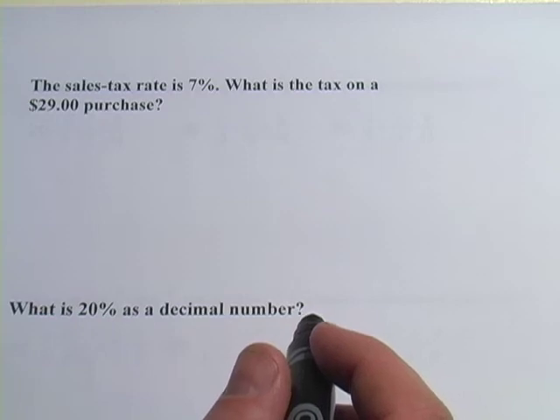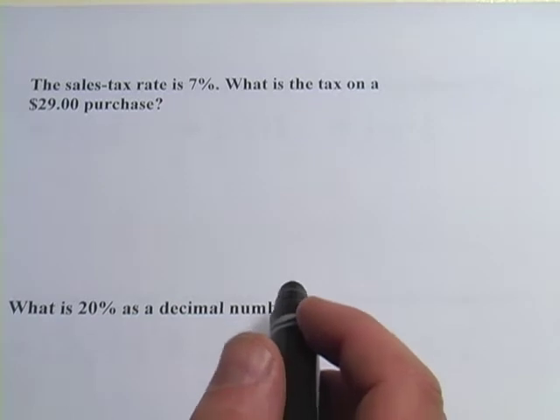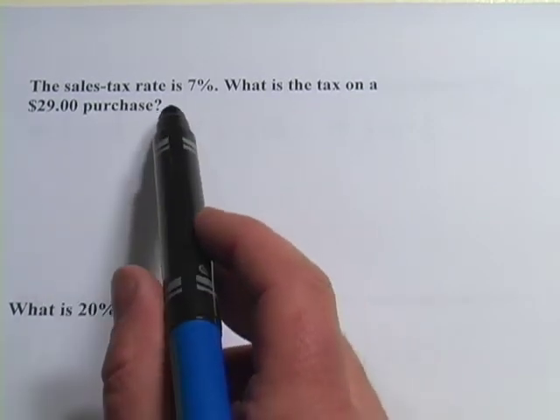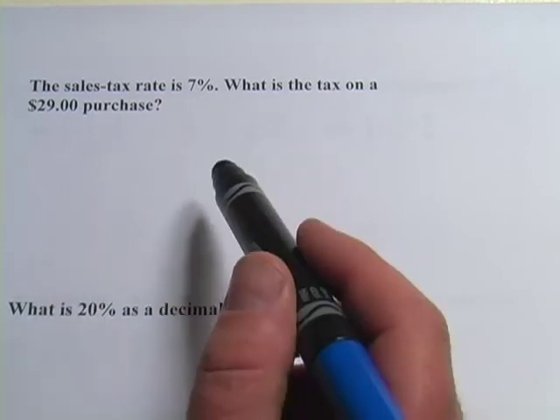In these problems, we're looking at finding percents of values and doing some other work with percents. And this is actually some math that's pretty useful. The first question says the sales tax rate is 7%. What is the tax on a $29 purchase? You might find yourself in this position.